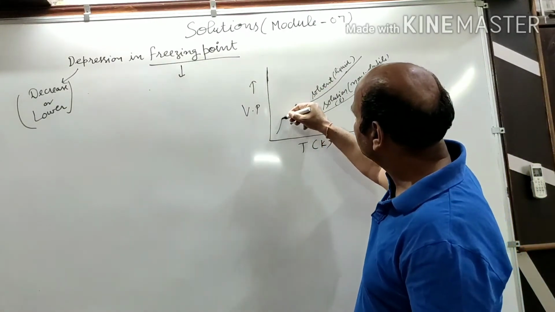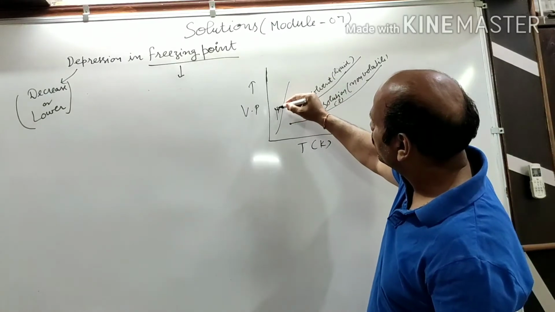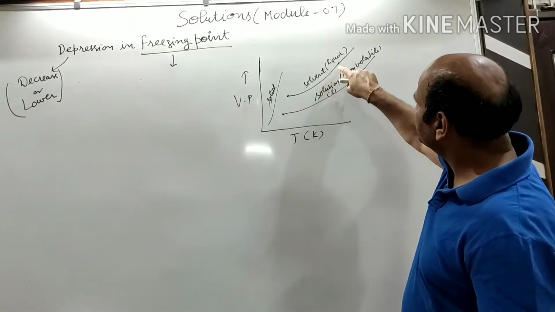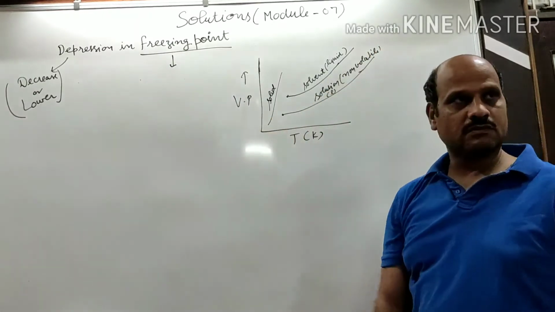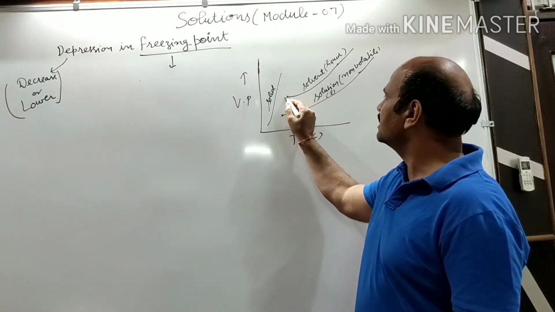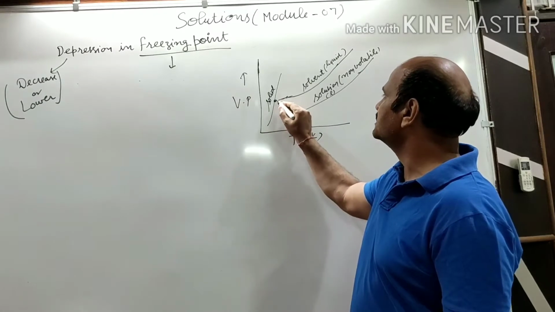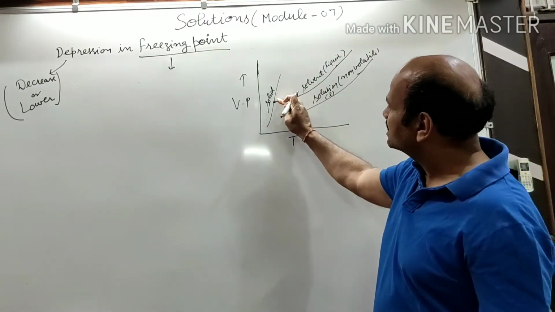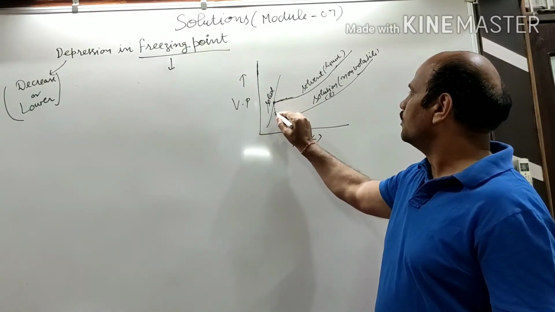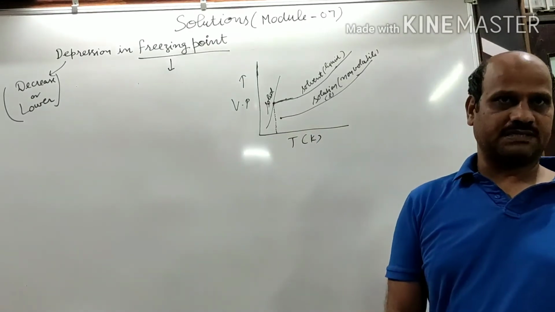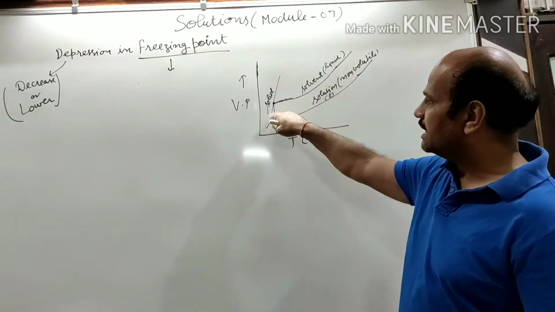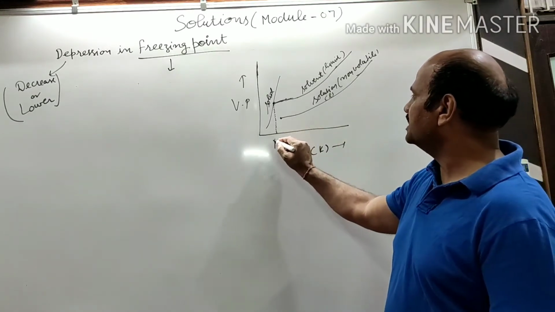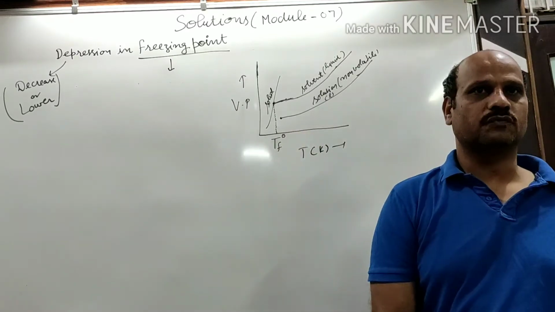Now also we take this line for the vapor pressure of solid. For boiling we have to increase the temperature; for freezing, the reverse, we have to decrease the temperature. Now here, this is the point. This is the curve for the liquid state and this is the curve for the solid state. At this point, the liquid state as well as the solid state have the same vapor pressure. That is why we say it is the freezing point of the solvent.